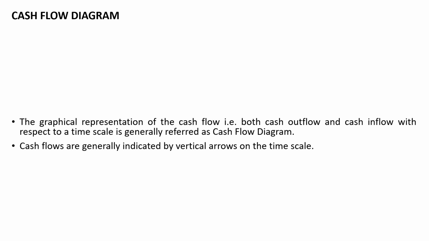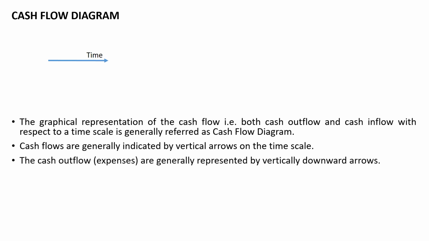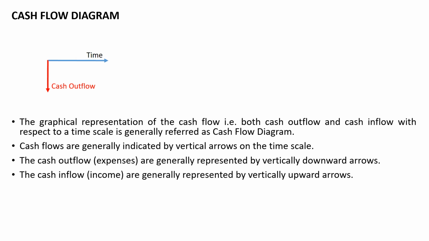Cash flows are generally indicated by vertical arrows on a time scale. Usually time scale are represented along a horizontal line. The cash outflow, that is expenses, are generally represented by vertically downward arrows. All the cash inflows, that is income, are generally represented by vertically upward arrows.